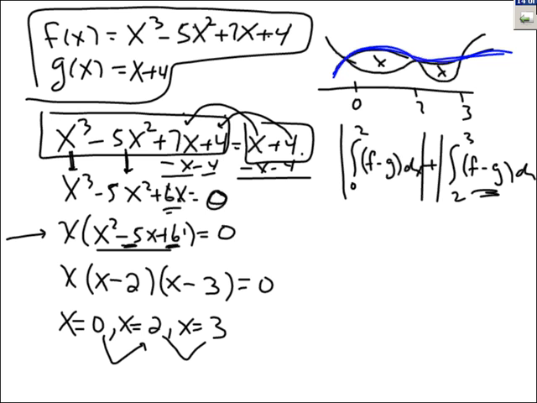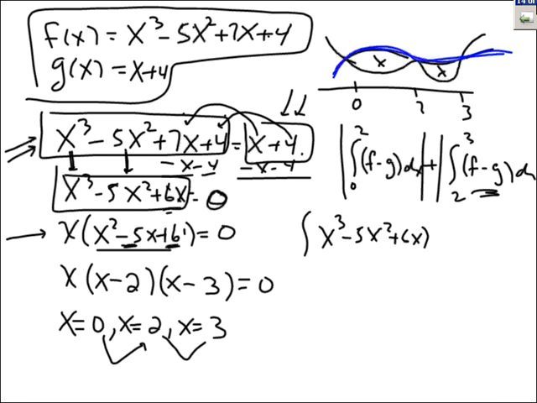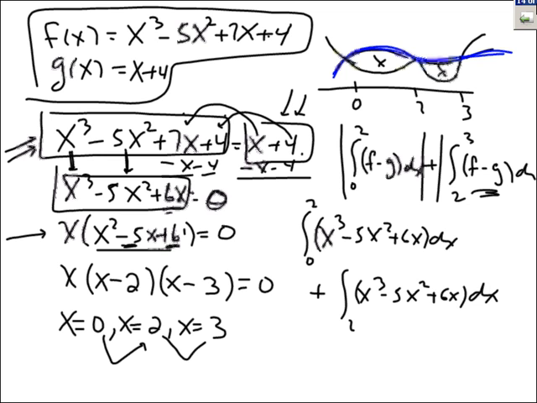Now, what is f minus g? Well, it turns out it's right here. After all, this was f, and this was g, and I brought g to the left side, so I have f minus g. So this becomes x cubed minus 5x squared plus 6x dx from 0 to 2, and I'm going to add on the same stuff from 2 to 3. I take the absolute value of them separately in case I made an error.